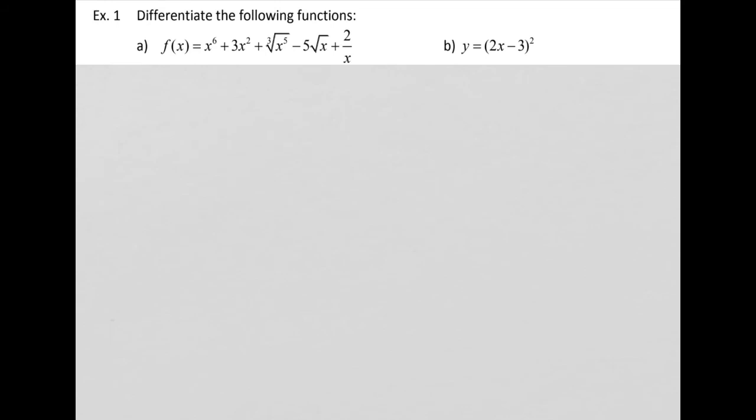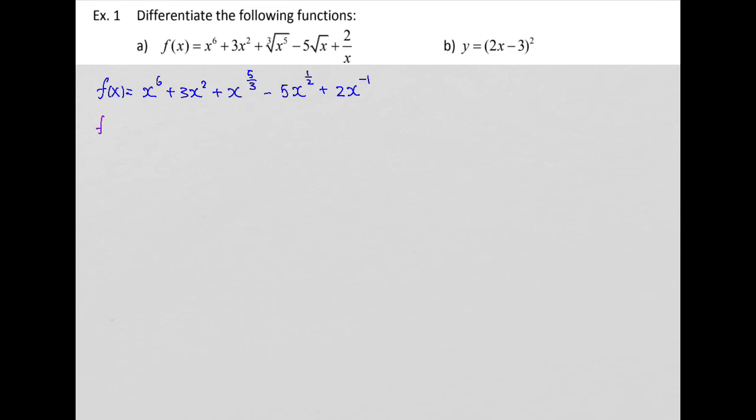Now, let's use the differentiation rules to differentiate the following functions. Before we can use the power rules, we need to make sure there are no fractions, there are no radicals. So first thing is we have to change every single term into the exponential form. So for example 1, part A, we have f(x) equals x to the exponent 6 plus 3x squared plus x to the exponent 5 over 3 minus 5 times x to the exponent 1 over 2 plus 2 times x to the exponent negative 1.